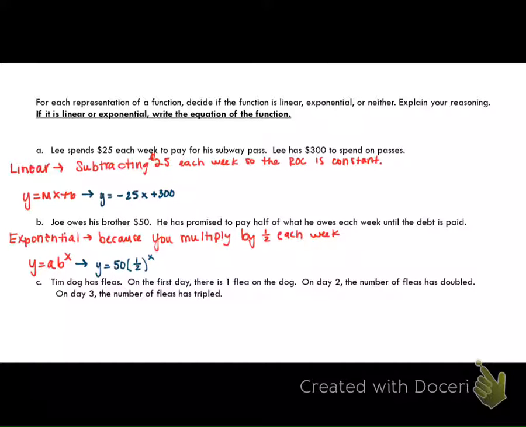Okay, Tim's dog, I think is what it's supposed to say, has fleas. On the first day, there is 1 flea on the dog. On day 2, the fleas have doubled. On day 3, the fleas have tripled. Linear, exponential, or neither? Jenny? Exponential, so are you multiplying by the same number each time? No, so it's not exponential, and are we adding the same number each time? So this is neither because you're not adding or multiplying the same number each time.